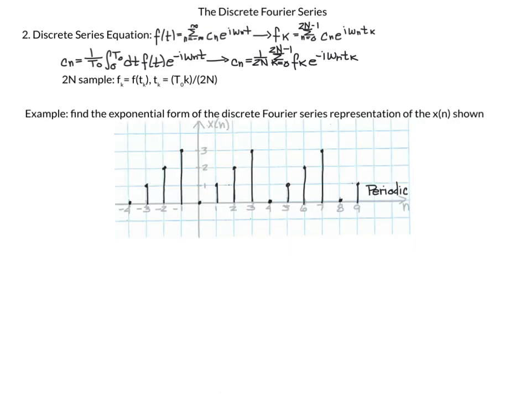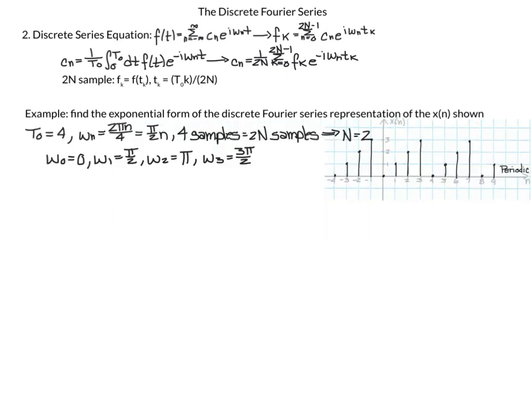Now is a good time for an example. We're going to find the exponential form of the discrete Fourier series representation of x of n shown below. You can see this is a sampling of what looks like a triangle wave. It goes up, and a triangle form comes down. Anyway, you can see it's periodic. This is going to be our period here. At t0, we're at 0, t1, we're at 1, t2, we're at 2, and t3, we're at 3. And then we come back down for the next period. At t4, we're at 0.